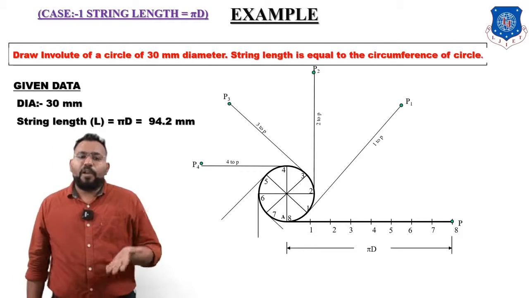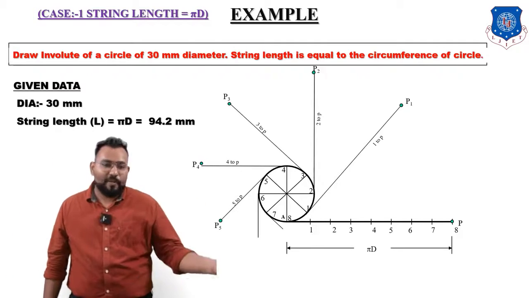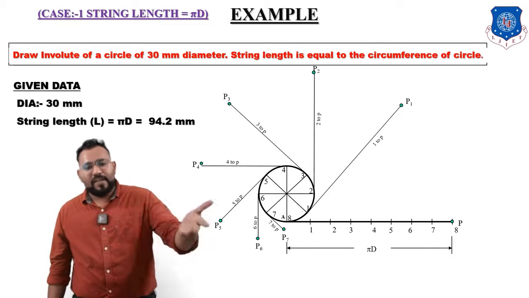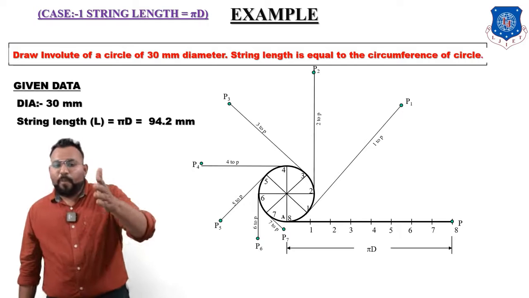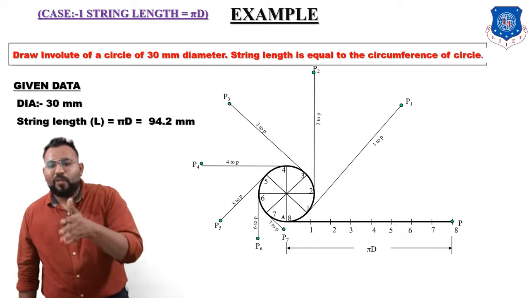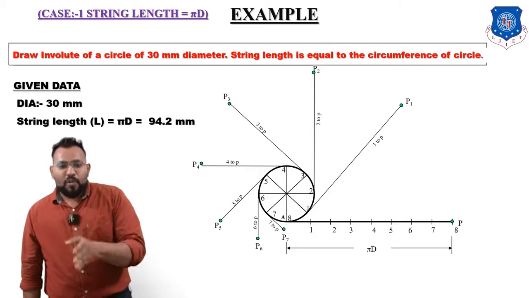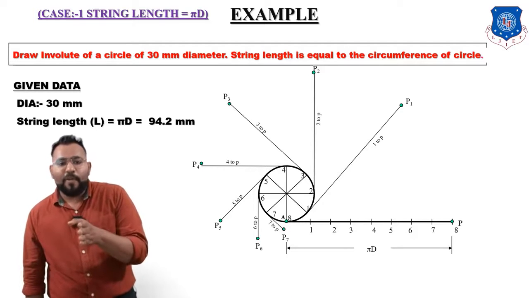Same way from 4 you have to take 4 to P, from 5 it will be 5 to P, and wherever it intersects it will be point P5. From 6, 6 to P, then 7 to P, and wherever it intersects it will be point P7. And now what about point 8? You have to take a distance equal to 8 to P, so it will be point 8 itself, so it will be point P8.